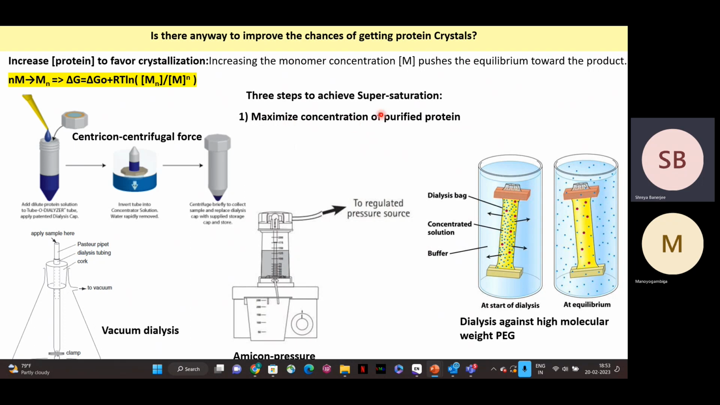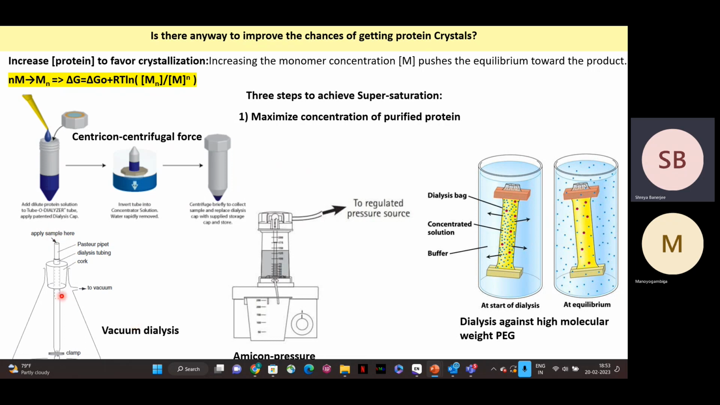Firstly, you maximize the concentration of the purified protein. One of the ways of doing this is called Centricon centrifugal force. So you add your dilute protein solution to a centrifuge tube and invert the tube and rotate it rapidly. So the water is removed and you can see that the protein solution, which had this much volume, is reduced to a very low volume. That is, the protein solution is highly concentrated, and you can now take this supersaturated protein solution and it will automatically form crystals.